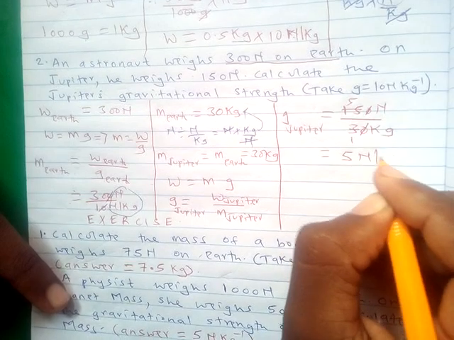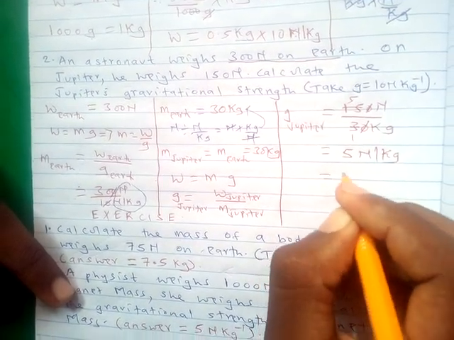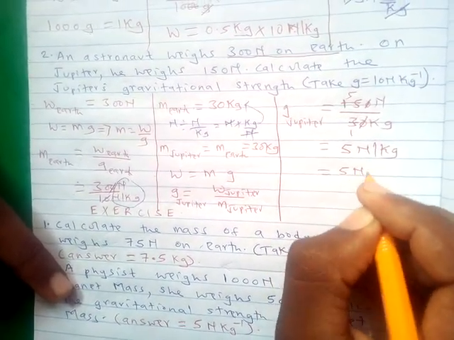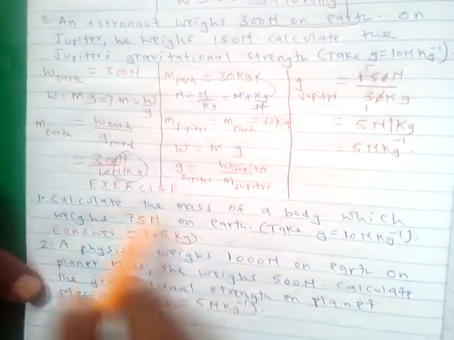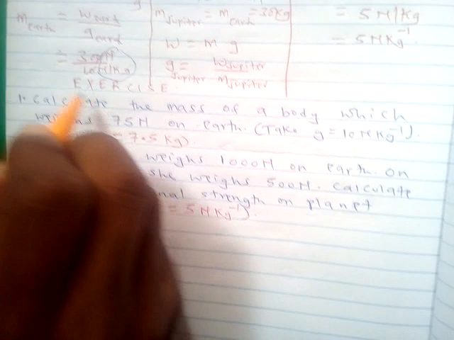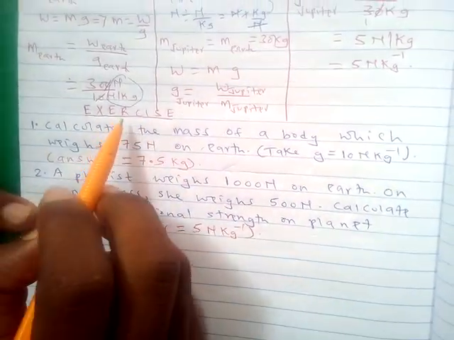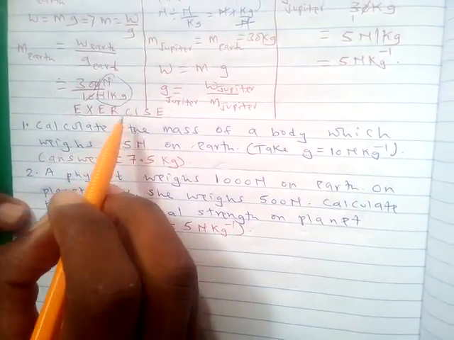5 Newton per kilogram. Sometimes we can also write it as 5 N kg^-1, where per can be represented by -1. So having understood those two examples, there is also an exercise here which I recommend that students should try.